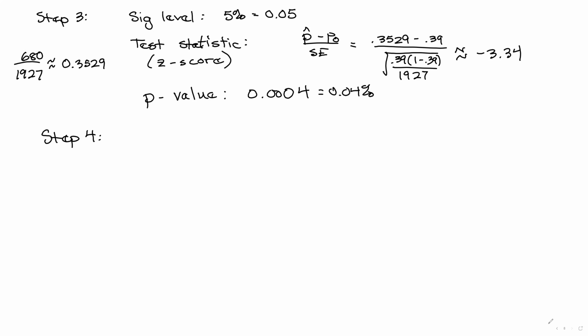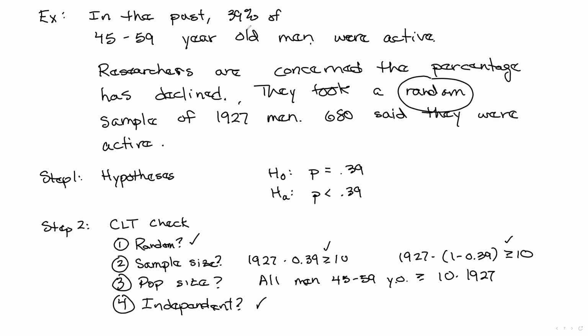So again, the way to think about this is it's saying if 39% of 45 to 59-year-old men are active, then there is a 0.04% chance that 680 out of 1927 would say they are. If this is true, there's a 0.04% chance. That's all but impossible. There's no way that 680 men would say they're active out of 1927. You can go through and figure out what the 1 in a whatever is, but 0.04% is really, really tiny.